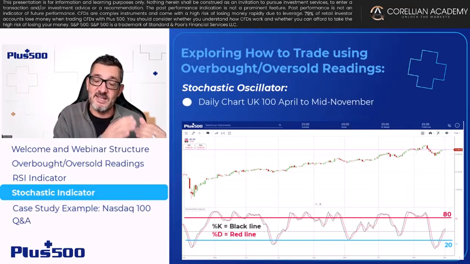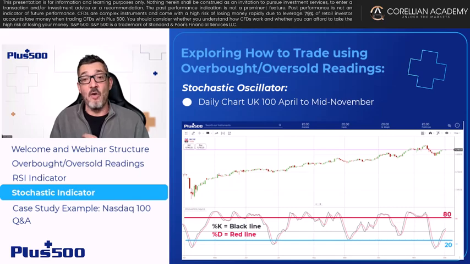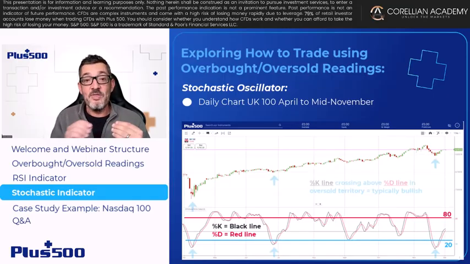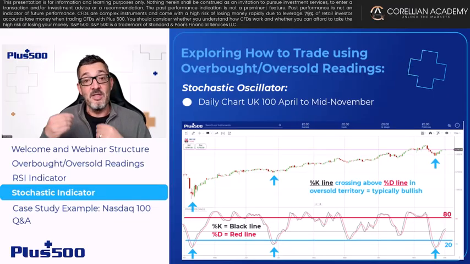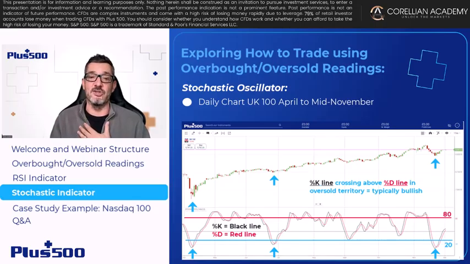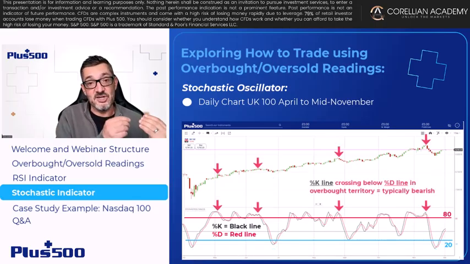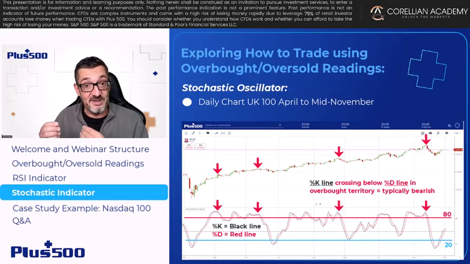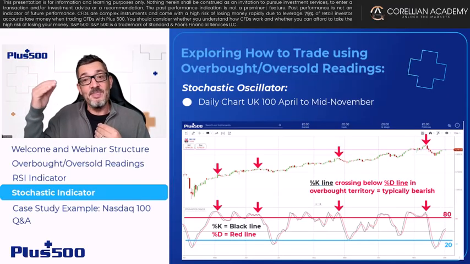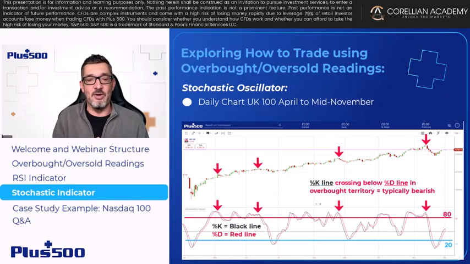Now, let's apply the stochastic to the UK 100 index over the same April to November period. Just like before, we've added horizontal lines at 80 and 20 to mark the traditional overbought and oversold zones. Where the percentage K line crosses above the percentage D line while the indicator is in oversold territory, that's typically seen as a bullish signal. When percentage K line crosses below the percentage D line while above 80, that's usually interpreted as bearish.